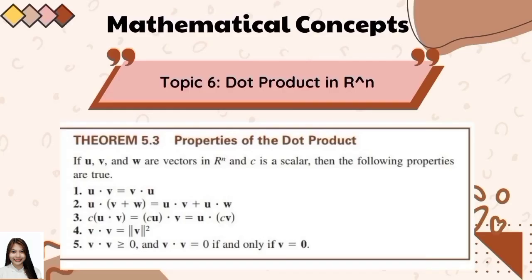Theorem 5.3, properties of the dot product. If u, v, and w are vectors in R^n, and c is a scalar, then the following properties are true. Number 1: u dot v is equal to v dot u. Number 2: u dot (v plus w) is equal to u dot v plus u dot w. Number 3: c times (u dot v) is equal to (c times u) dot v, which is equal to u dot (c times v). Number 4: v dot v is equal to the absolute value of v squared. Number 5: v dot v is greater than or equal to 0, and v dot v is equal to 0 if and only if v is equal to 0.